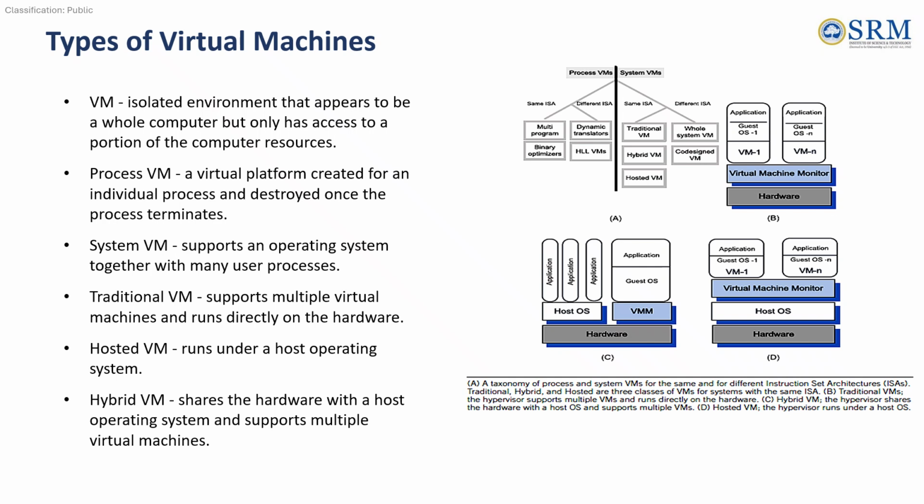A hotel room used temporarily by a traveler is like a process virtual machine because it exists only for a short duration. A permanent apartment where a family lives and performs daily activities is similar to a system virtual machine. In the same way, different virtual machines are designed for different purposes and usage environments.